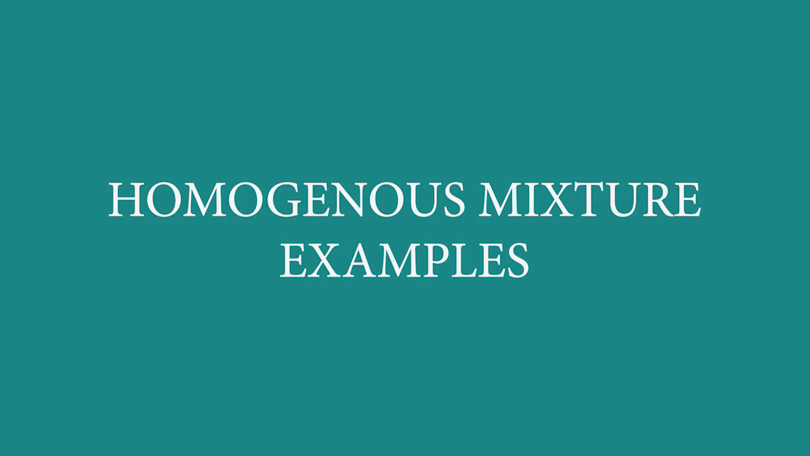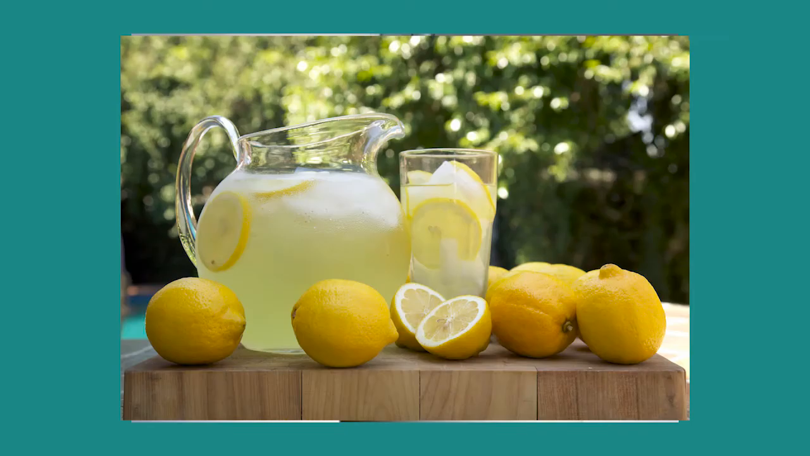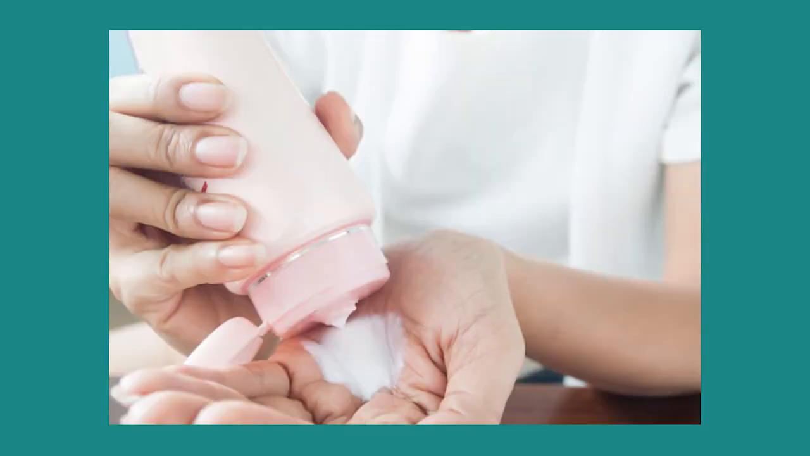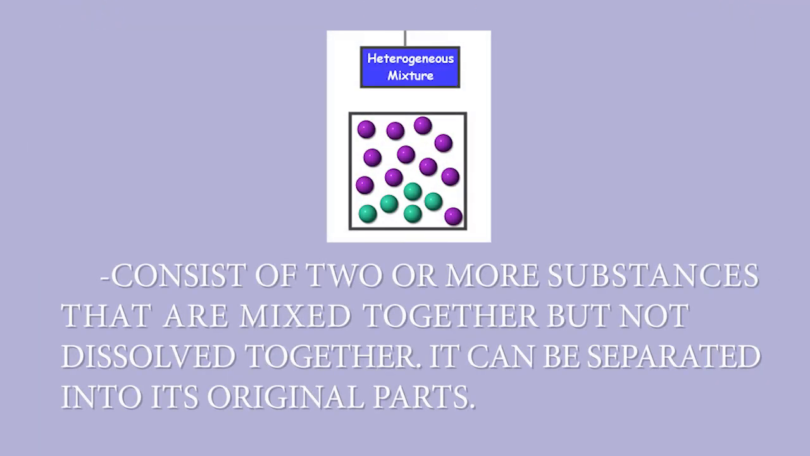Here are other examples of homogeneous mixtures, which you cannot tell the substances apart, such as soft drinks, milk, lemonade, even lotions, and many more. How about the definition of heterogeneous mixtures? A heterogeneous mixture consists of two or more substances that are mixed together but not dissolved together and can be separated into its original substances.